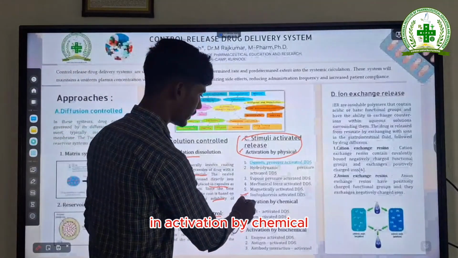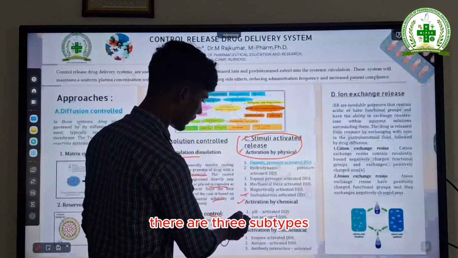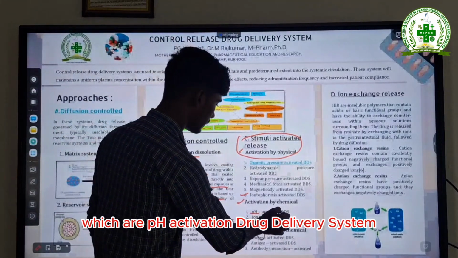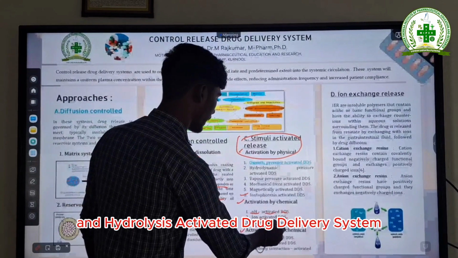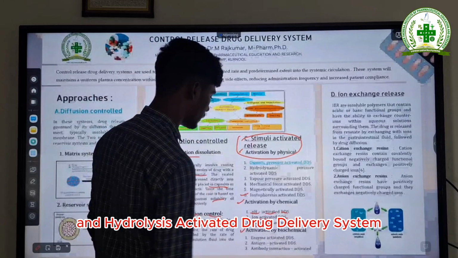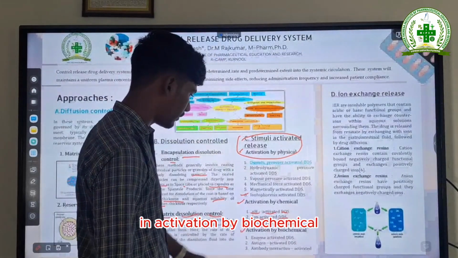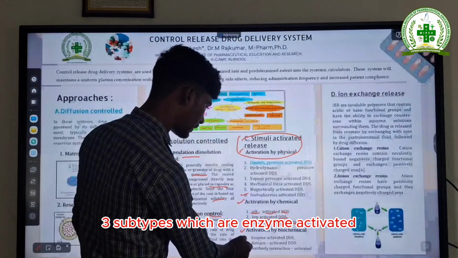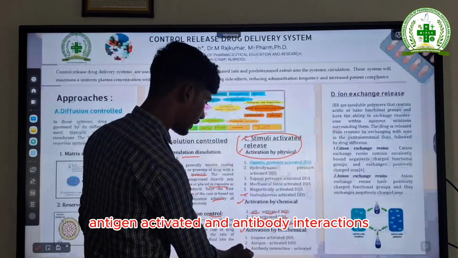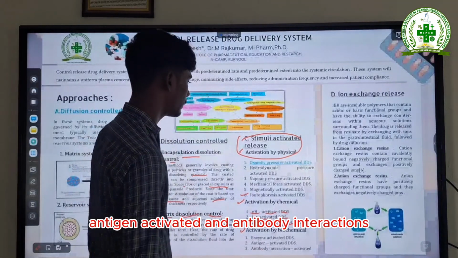In activation by chemical, there are three subtypes, which are pH activated drug delivery system, ion activated drug delivery system, and hydrolysis activated drug delivery system. In activation by biochemical, there are three subtypes, which are enzyme activated, antigen activated, and antibody interactions.